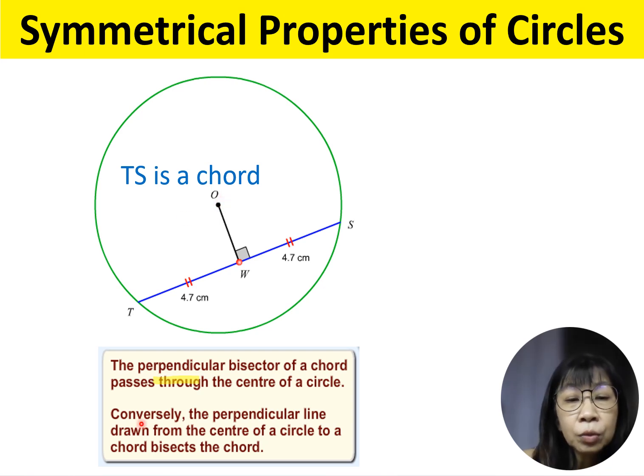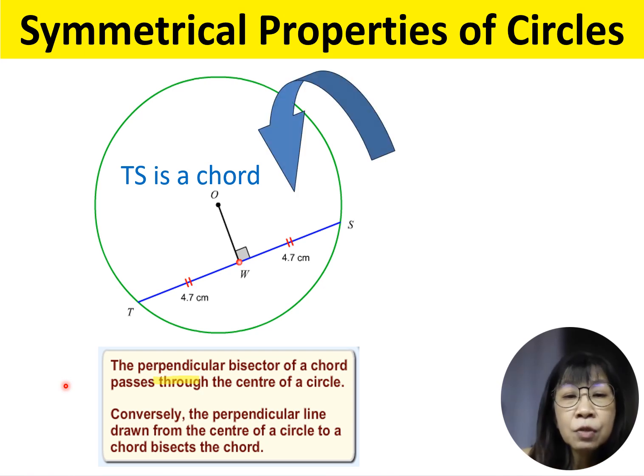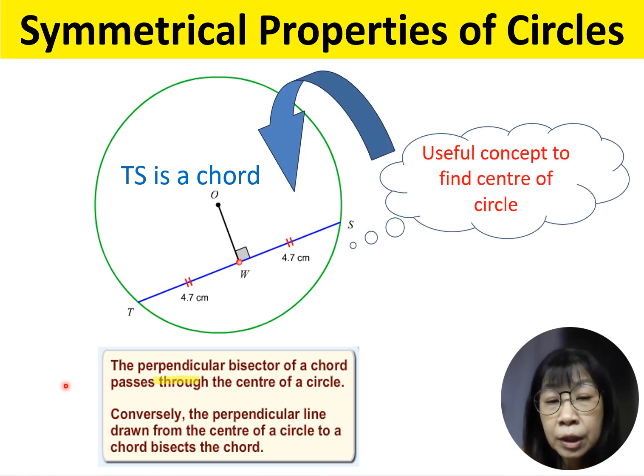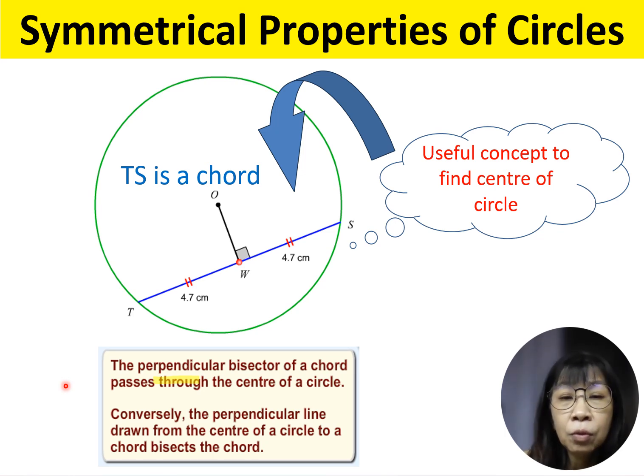Now, the other way around is also true. Conversely, if there is a perpendicular line, which is OW, so there's a 90 degrees, drawn from the center of a circle to this chord, then I will know that this perpendicular line OW will bisect the chord. Bisect simply means it will divide the chord into two equal halves. This property is very useful for students who are learning additional mathematics under the chapter on circles, whereby we need to find the center of a circle. This is the concept that we usually apply there.